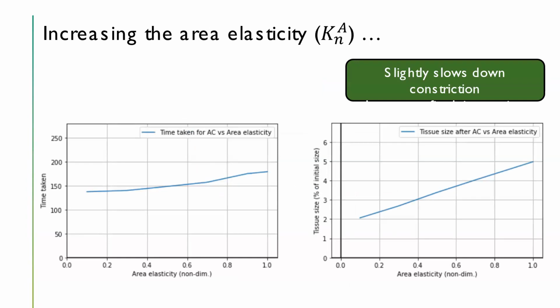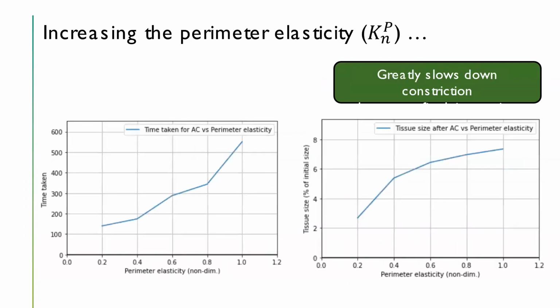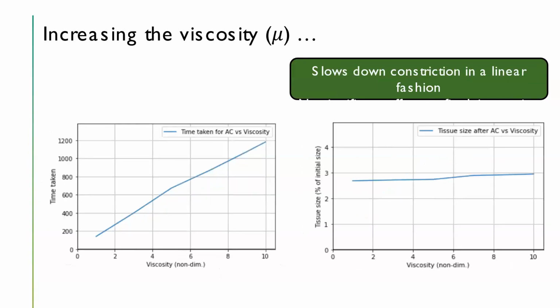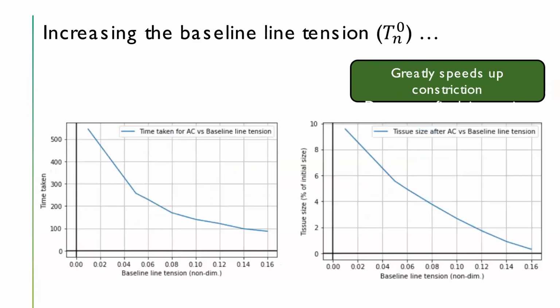Increasing the area elasticity slightly slows down constriction and increases the final tissue size. Increasing the perimeter elasticity greatly slows down the constriction and increases the final tissue size. Increasing the viscosity slows down constriction in a sort of linear fashion and has not much of a change on the final tissue size, as you'd expect from viscosity, because that just slows the movement of the cell vertices and does not actually have an effect on the final size. Increasing the baseline tension greatly speeds up the constriction and decreases the final size.